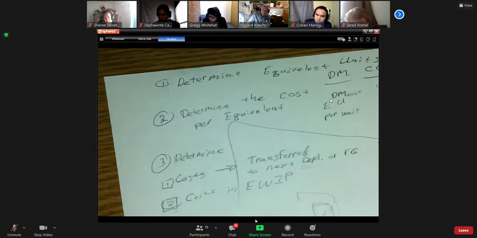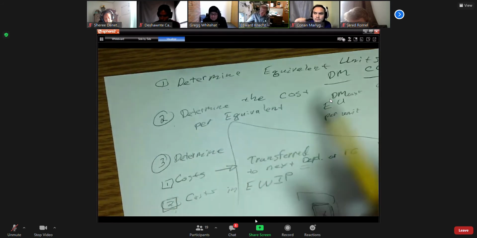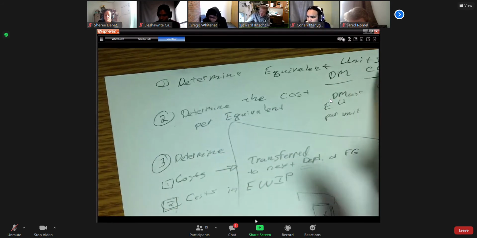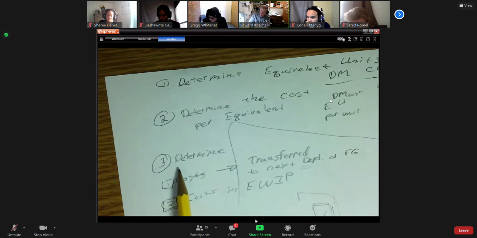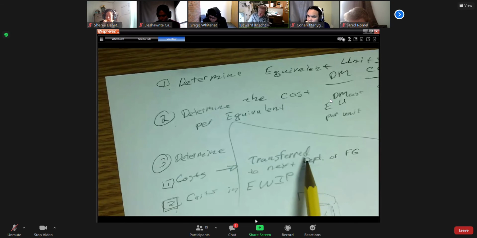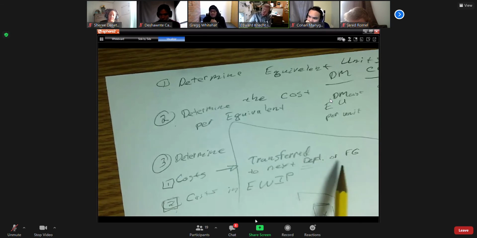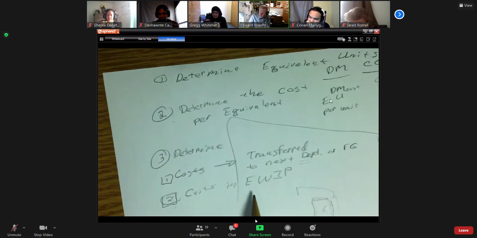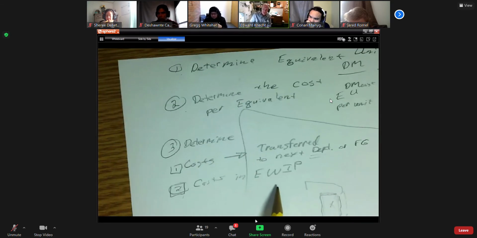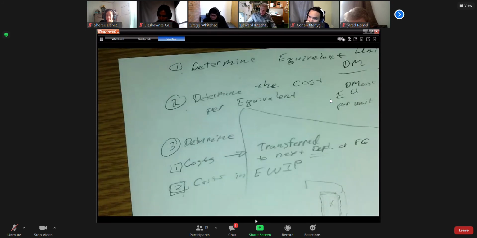1, determine the equivalent units. 2, determine the cost per equivalent unit for both direct material costs and conversion costs. 3, determine the total cost of the goods transferred to the next department or to finished goods. And then you also have to determine the cost left behind in ending work in process. That's going to show up on the balance sheet as the ending work in process balance.